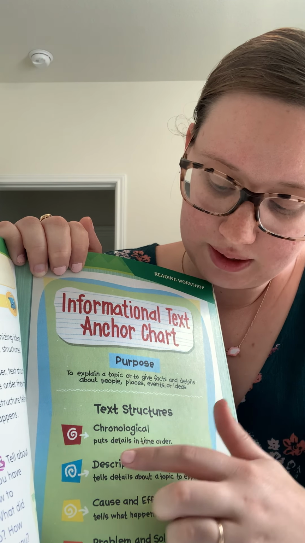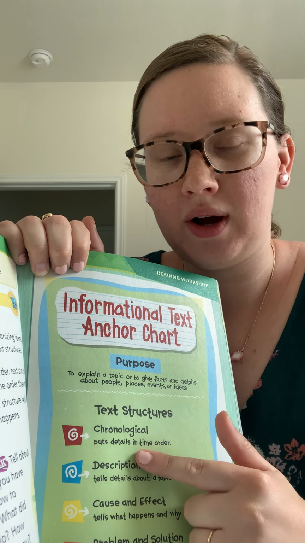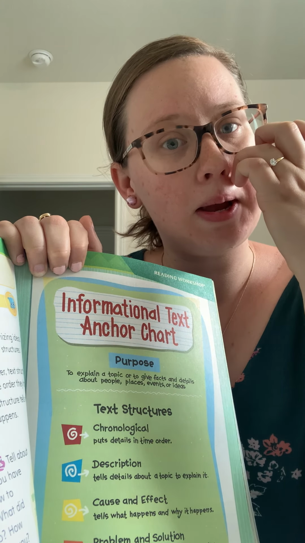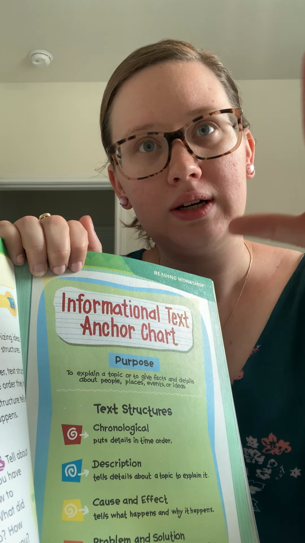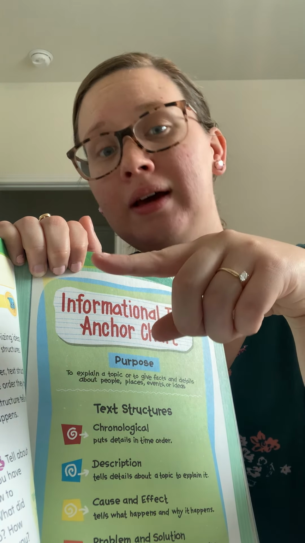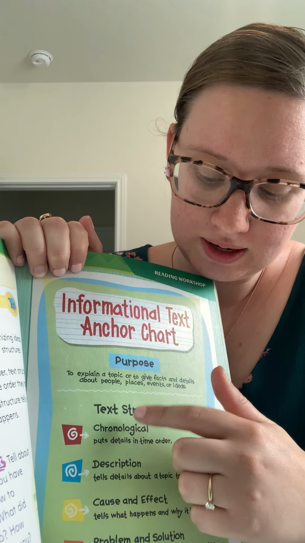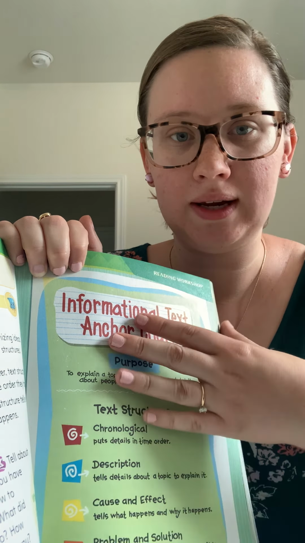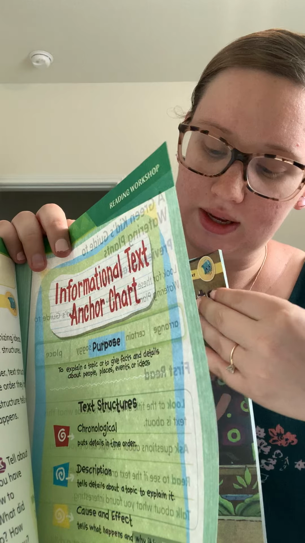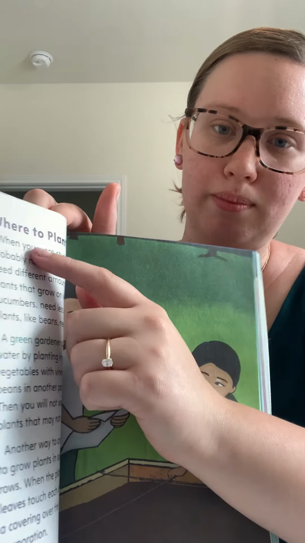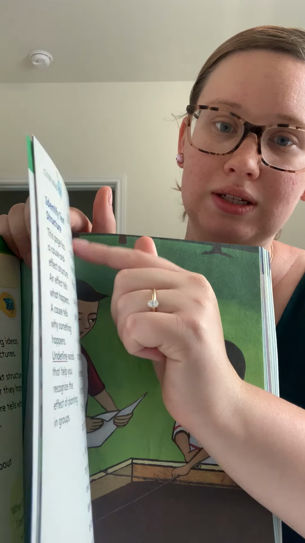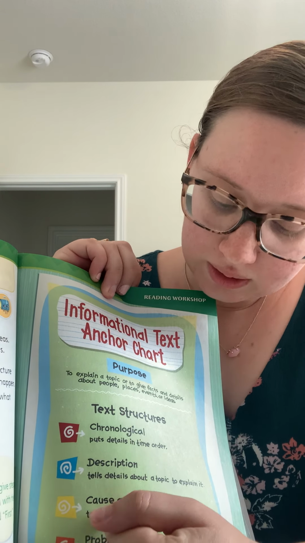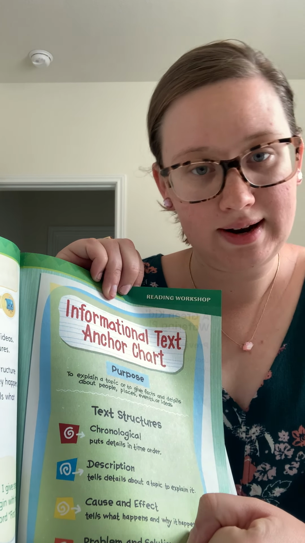Text structures: chronological order. Do you remember when we read From Seed to Fruit, where you put the seeds in the ground and then it sprouts, and then it starts with flowers, and then the pumpkin turns green, and then we finally have our completed pumpkin. That's chronological order. Description tells details about a topic to explain it. So if you notice here, there are bolded words at the top, and the details underneath it are going to be all about the bolded topic at the top.